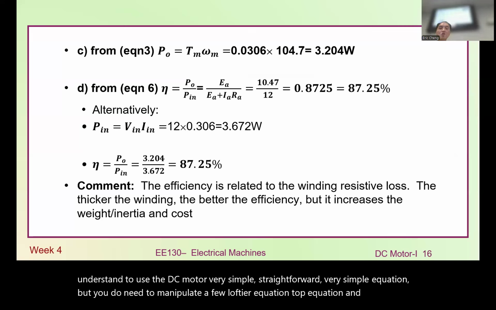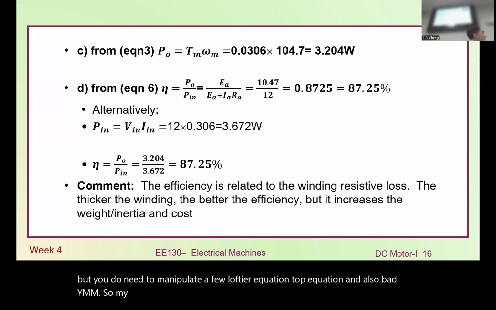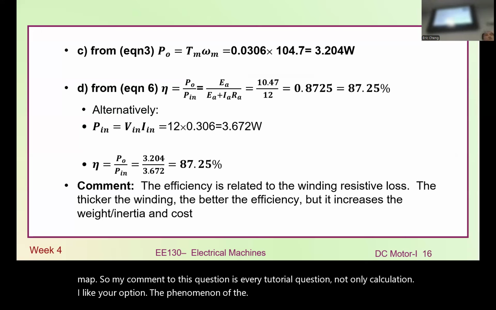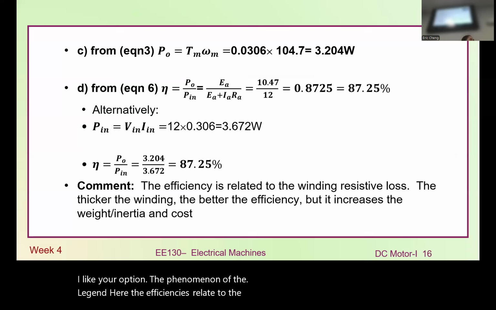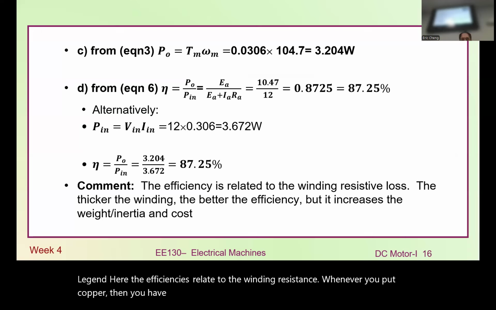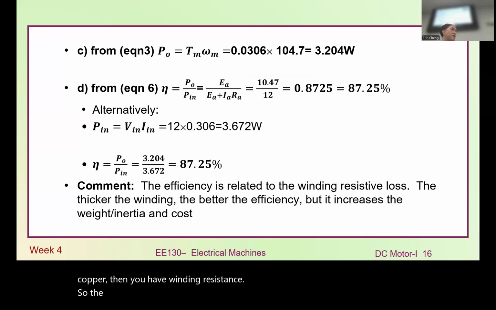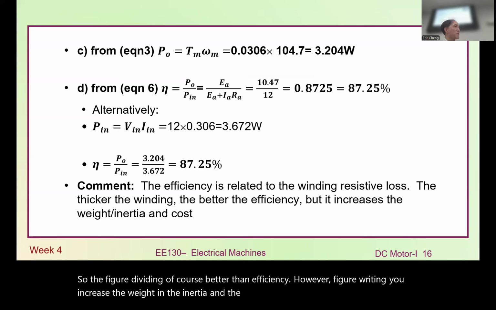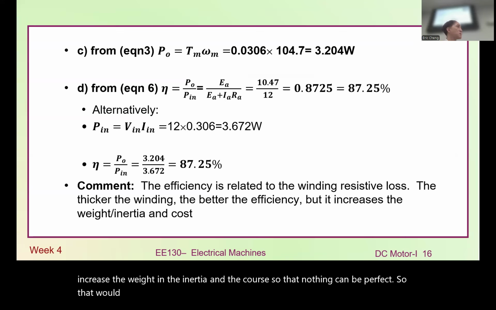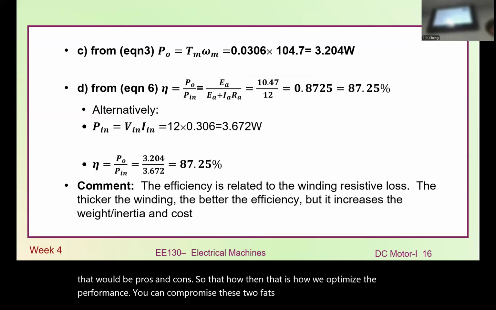My comment on this question is that for every tutorial question, not only the calculation, I like to observe the phenomenon of the question. Here, the efficiency is related to the winding resistance. Whenever you use copper, you have winding resistance. So the thicker the winding, of course, the better the efficiency. However, with thicker winding you increase the weight, the inertia and the cost. Nothing can be perfect, so there are pros and cons. That is how we optimize the performance. We compromise between these two factors in order to produce a good motor.